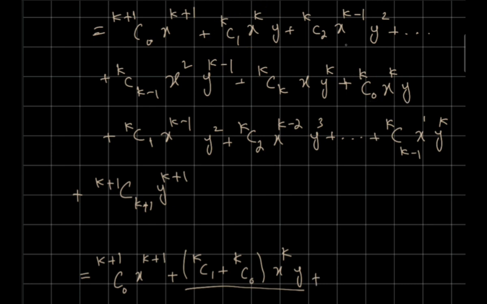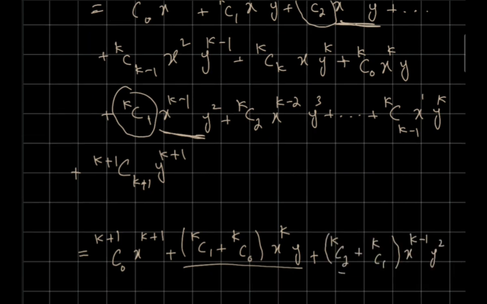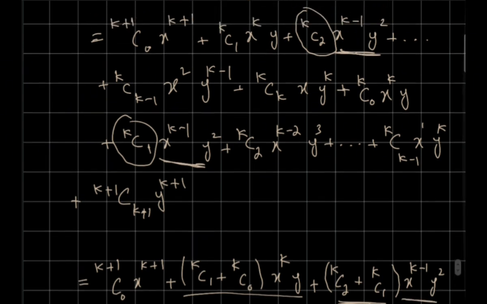In the next, look at this term. This is x to the k minus 1 times y square. Where do you have such a kind of term? You can see this is the same as this. So their coefficients will also be added. Their coefficients are kc2 and kc1. So we have added their coefficients and we have written down x to the k minus 1 times y square.